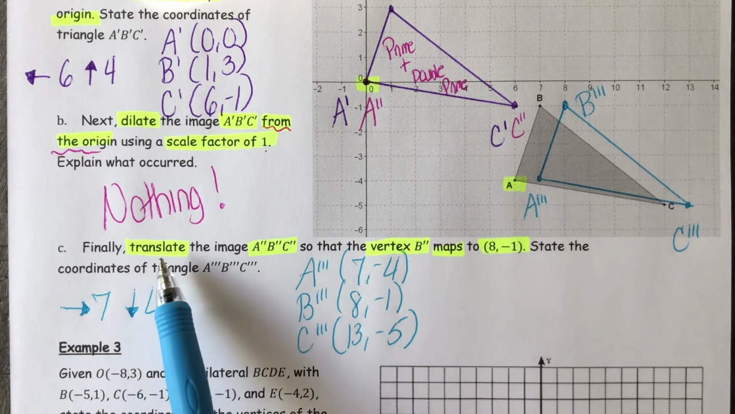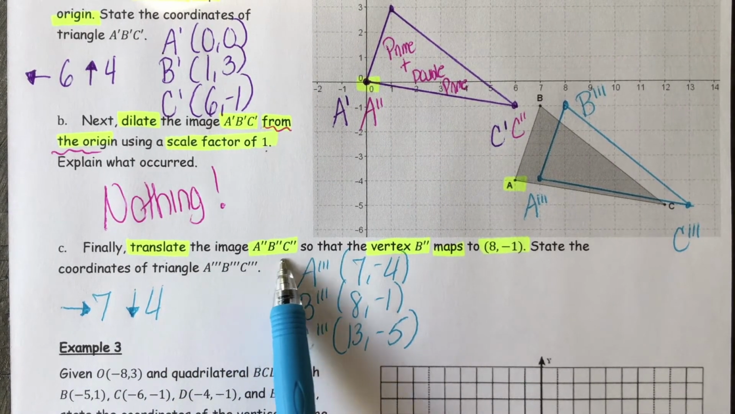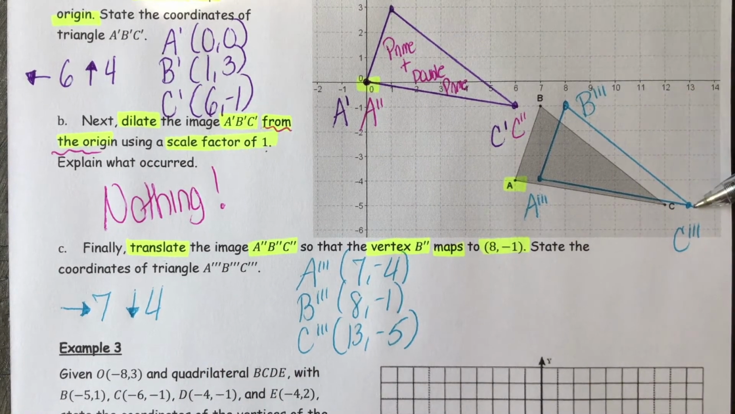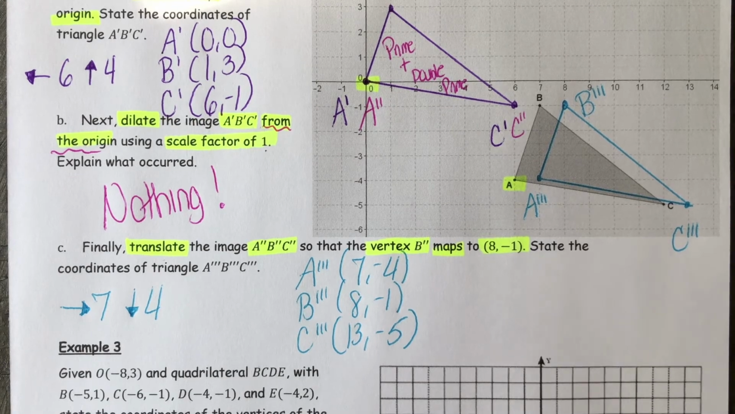Again, I am translating triangle A double prime, B double prime, C double prime. So again, if I'm translating a triangle, after I do that, I end up with another triangle. So please don't forget to go back and connect all of those vertices with your ruler. All right, looks like we are done with example 2, and now we are going to make our way down to example 3.